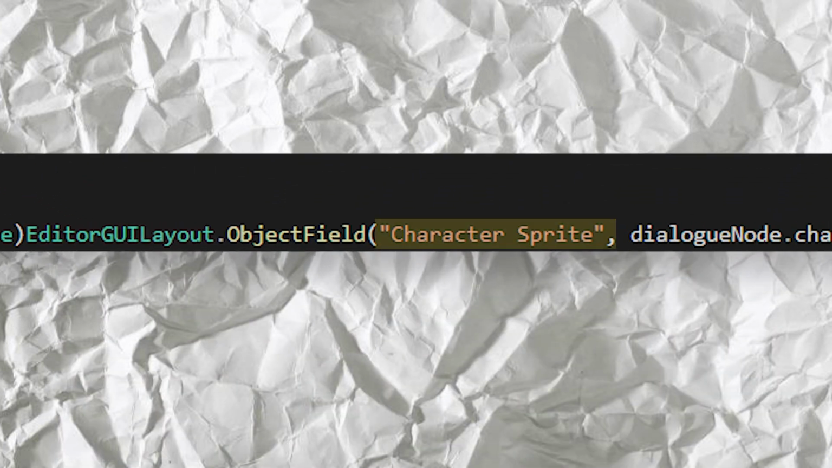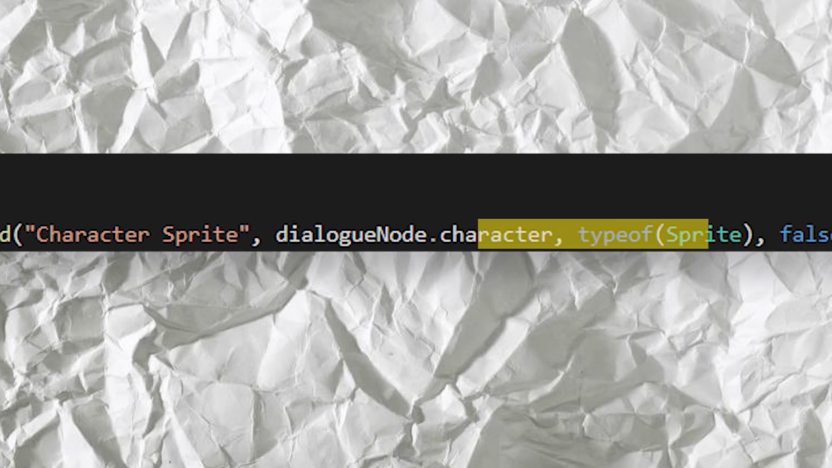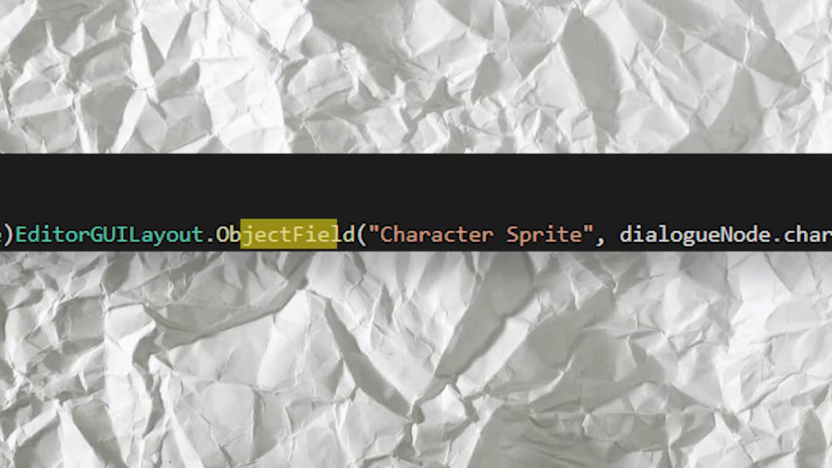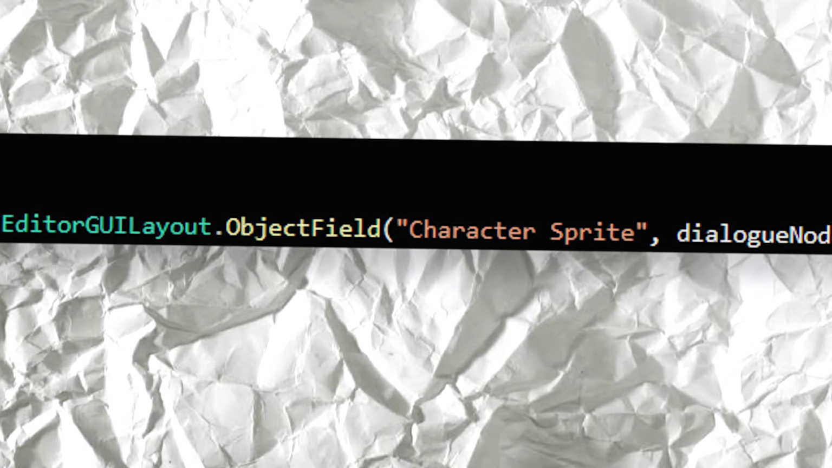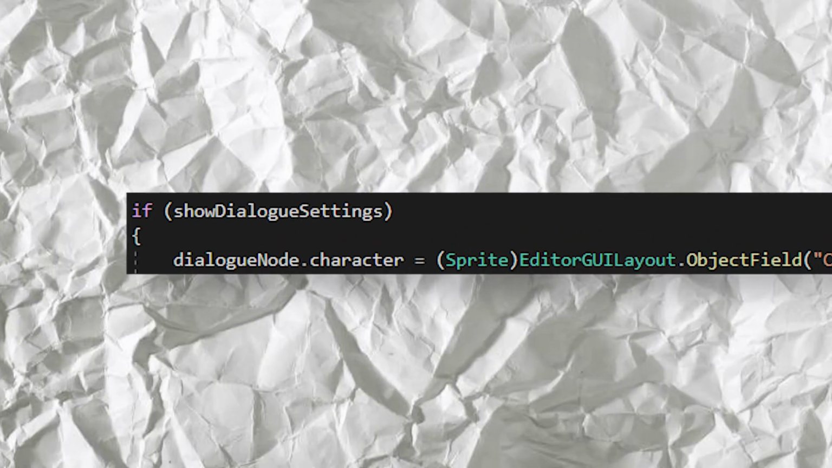The first parameter is what label we'd like the field to have, then what we'd like the contents to be assigned to, then what type of object it is, in this case a sprite, and finally the word true. I forget why the word true is there at the end, but I think it was important, so just leave it in, don't worry about it. For some reason, the parser will get real upset with you if you don't cast the whole method to a sprite, so make sure to cast it to a sprite. Also, if you wrap the whole thing in our if show dialog settings statement, you can have it so it's only visible when the foldout is open.